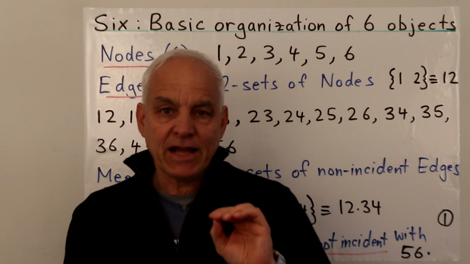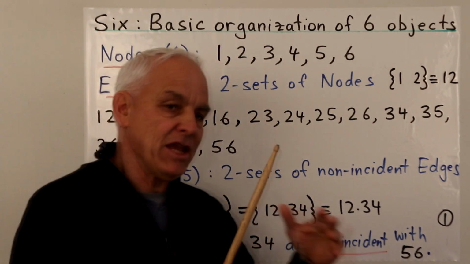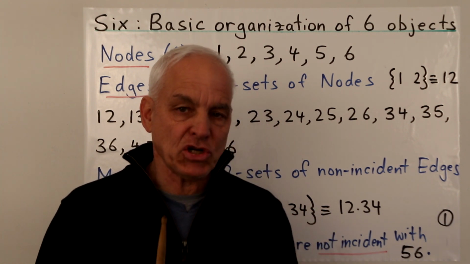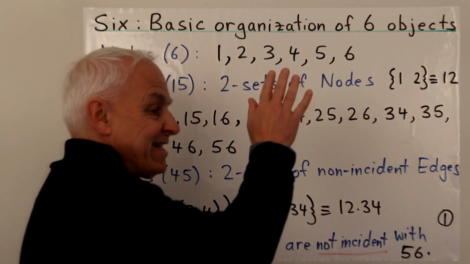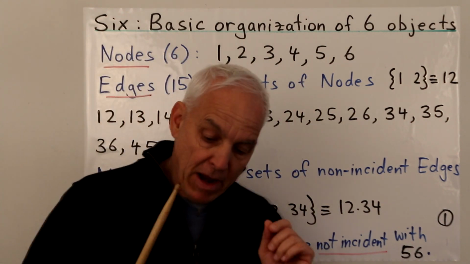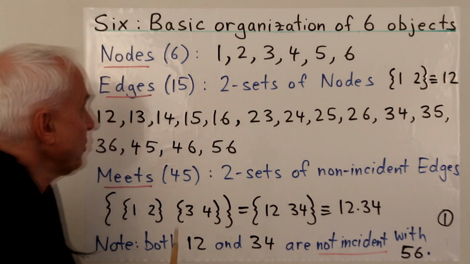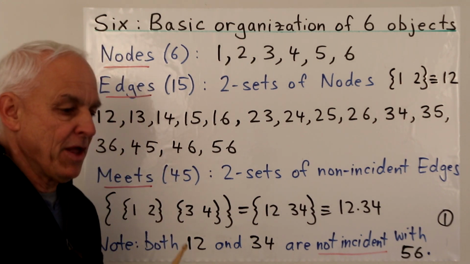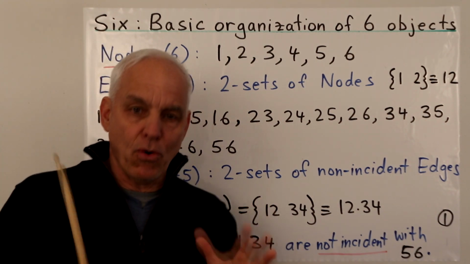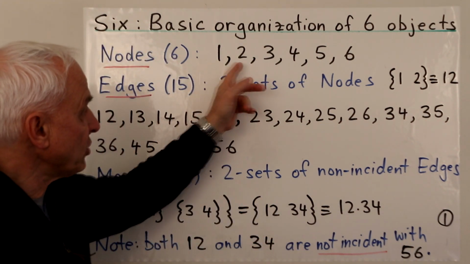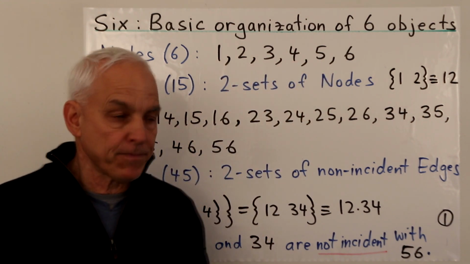In this, our second lecture in the course, we are going to continue with the basic organization of fundamental objects associated to six things. So let me remind you about the conventions that we've established so far. We've introduced, first of all, the nodes. And there are six of them, and they are the fundamental objects in the course. These are the numbers 1, 2, 3, 4, 5, 6, arranged in this familiar order.